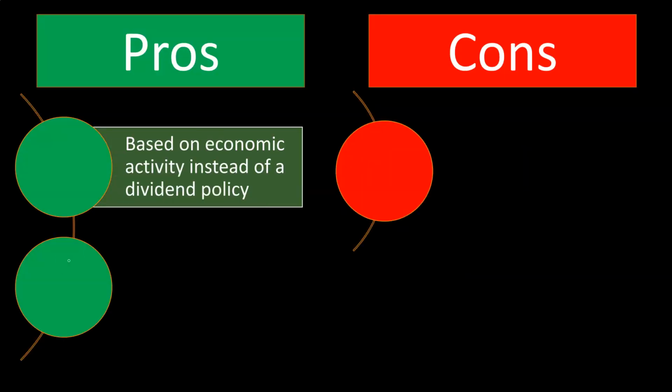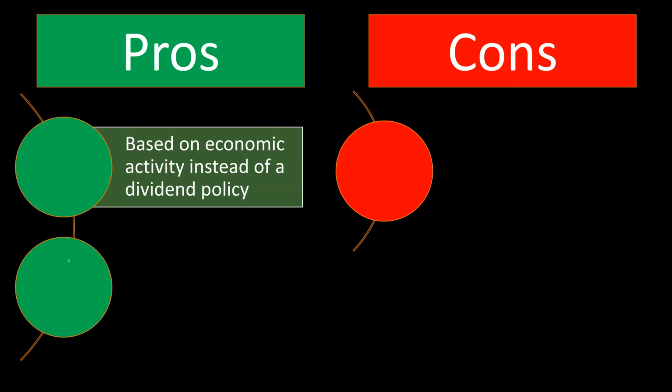Now, what are the pros and cons? Based on economic activity instead of dividend policy. So that's one of the better things here, that when you use an equity method, you're not recording things based on when the other company gives a dividend, because then really you can kind of manipulate the system, since when they record dividends might not make a lot of sense.